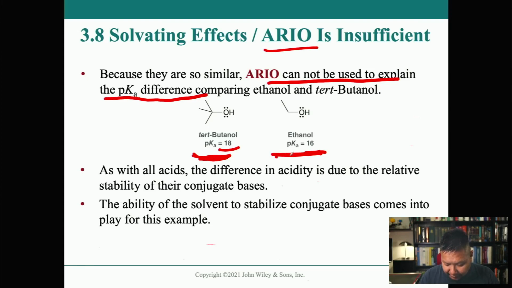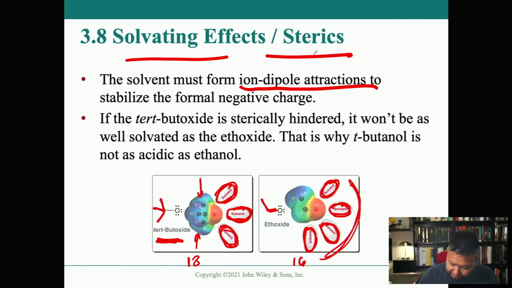Why is it that tert-butanol and ethanol have different pKa's, virtually the same REOs, right? Well, it's because when you look at it three-dimensionally, the solvent can't surround it as much on tert-butoxide as it can on ethoxide because of the branched methyls on the tert-butoxide, right?